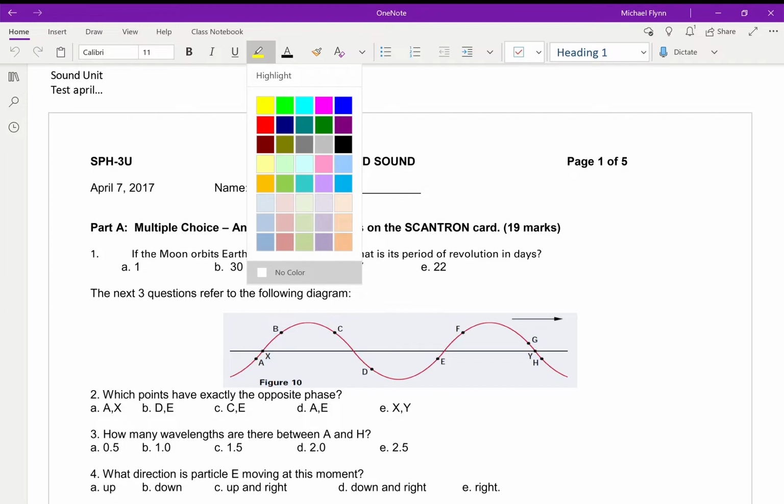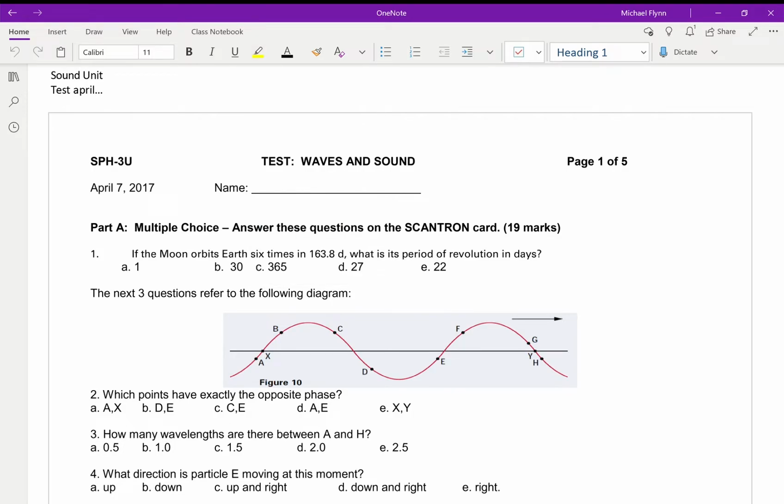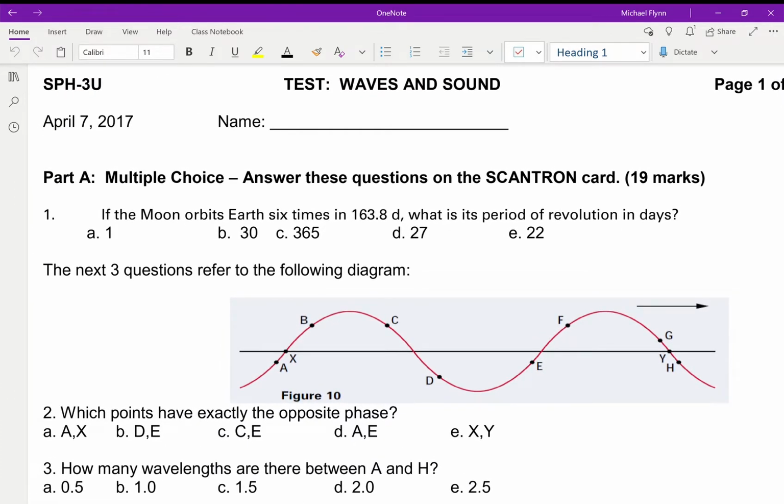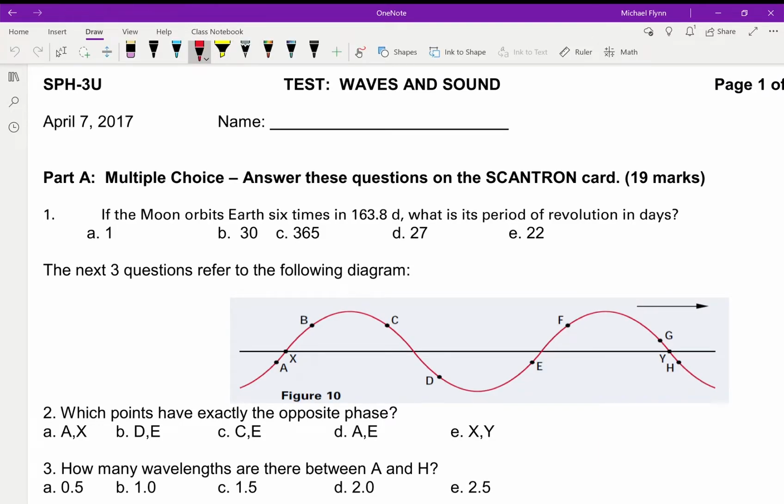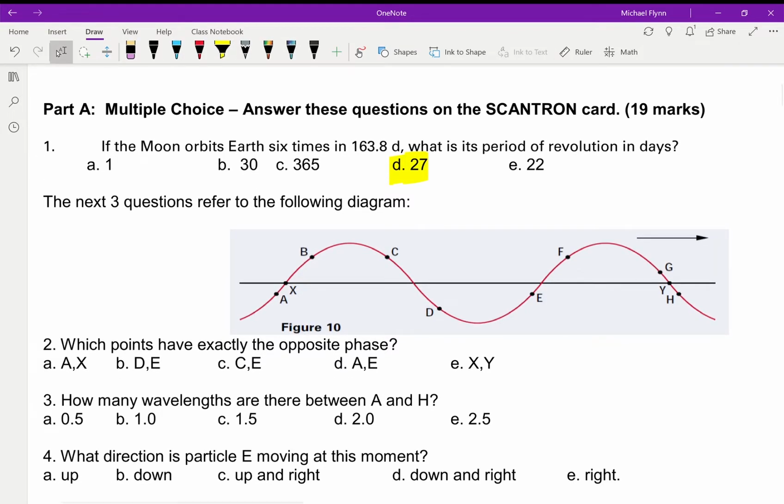Okay, so let's do the multiple choice first. It's going to take a little while to go through this whole thing, so I'll explain all the steps when we get there. All right, one at a time. The moon orbits 6 times in so many days. The period of revolution would be 27. Okay, it'd be 163.8 divided by 6.